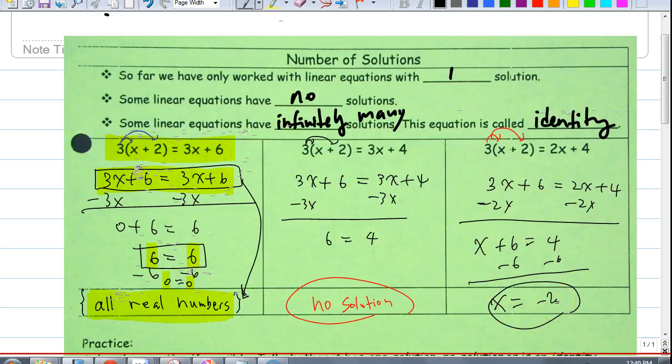So see, there are three cases, right? Whenever you solve linear equations, it's possible to get one solution, as what we've been doing so far, or sometimes you get all real numbers as your solution, right? That's when you get infinitely many solutions. And then you get no solutions. It is possible to not get any solutions. Does that make sense, guys? All right. Are we good?